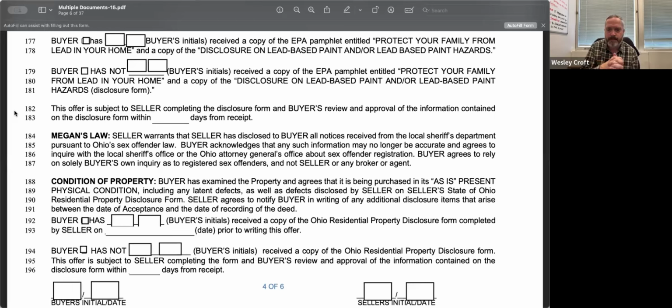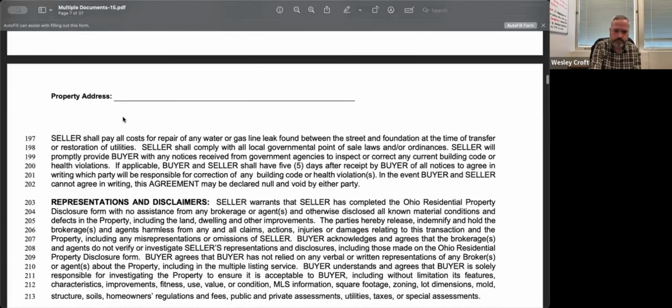Line 184, Megan's Law. What this states is that it is the buyer's sole responsibility to determine whether or not they are moving in next door to a sex offender. You cannot do that due diligence for them. The buyer must do it themselves. Line 188 is the same exact thing as the lead-based paint, except it's for the residential property disclosure. Either they have received it or they have not, and you would check the boxes on 192 or 194, depending on whether or not they have received it.